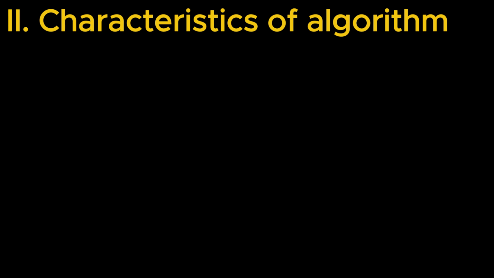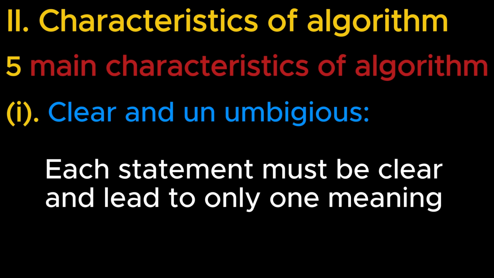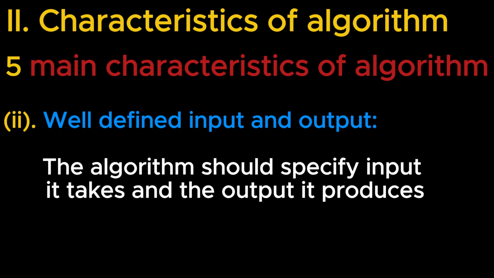Before we continue to the characteristics of an algorithm, I hope that everyone is now able to define and explain what an algorithm is. So, there are around 5 main characteristics of an algorithm. An algorithm must be clear and unambiguous. This means that each statement in the algorithm must be clear and lead to only one meaning so as to avoid ambiguity.